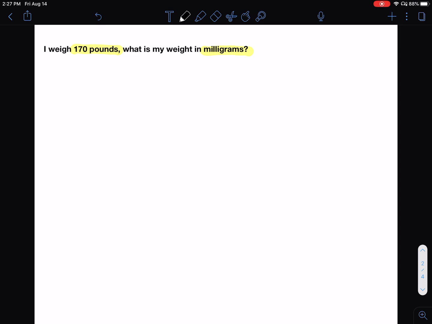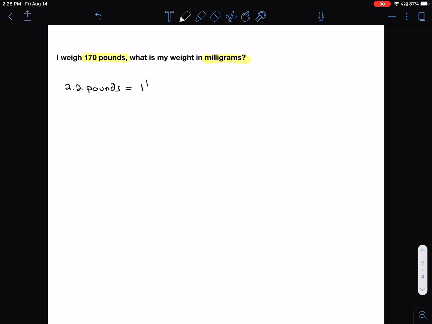So the first thing we're going to have to do is look up some information. We're going to need a conversion, and I might not get the conversion I want directly. So in this case, I can look up conversions and say 2.2 pounds is equal to 1 kilogram.